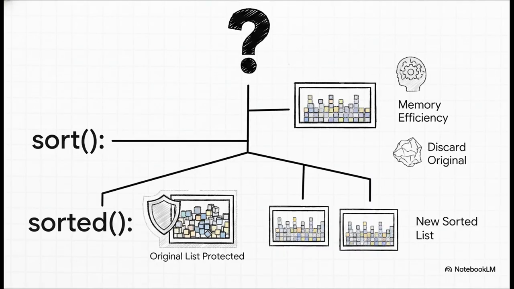So, which path should you choose? Here's the rule of thumb. You should reach for sort when you want to permanently change your list and you are 100% certain you are done with the original order. Maybe you're trying to save memory. For almost everything else, sorted is your best friend. It's the safer, more predictable, and frankly more common choice, especially when you might need that original data later on.